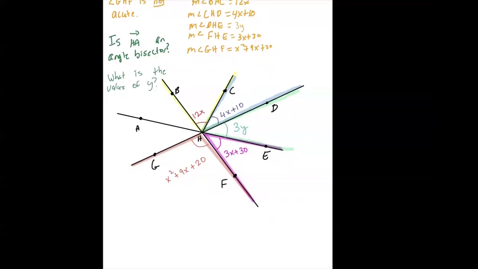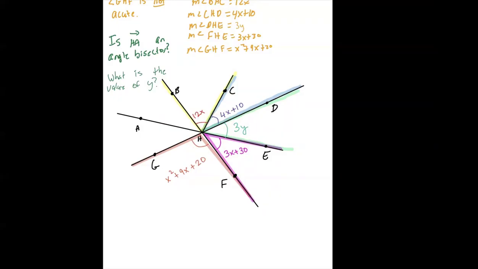So you would do like 12x plus 4x plus 3y plus 3x plus 30 equals x squared plus 9x plus 20. Okay. How do you know that when you add them together, it is equal to that? Who told you? I don't know. So see, that would be incorrect. We cannot assume that all the angles added together would be equal to this angle measurement. Anyone else?